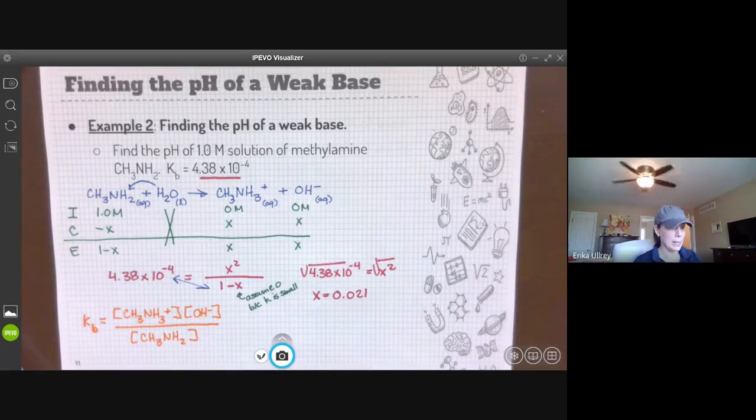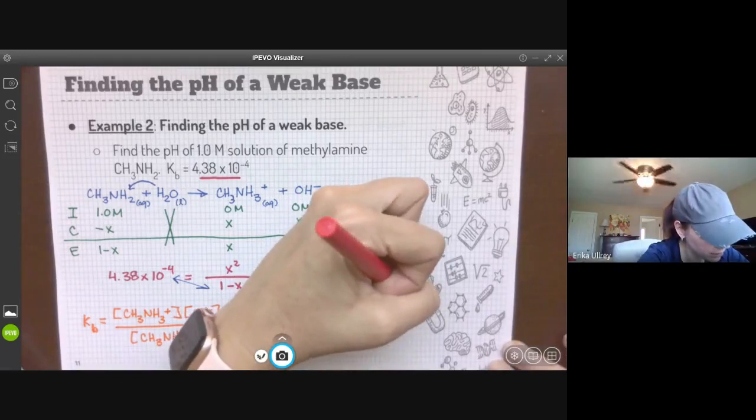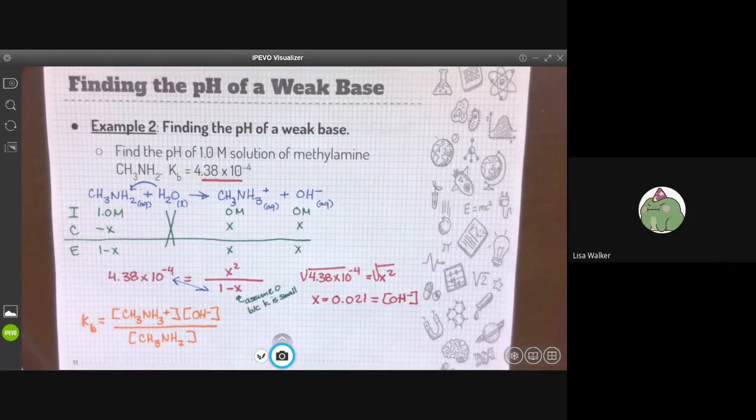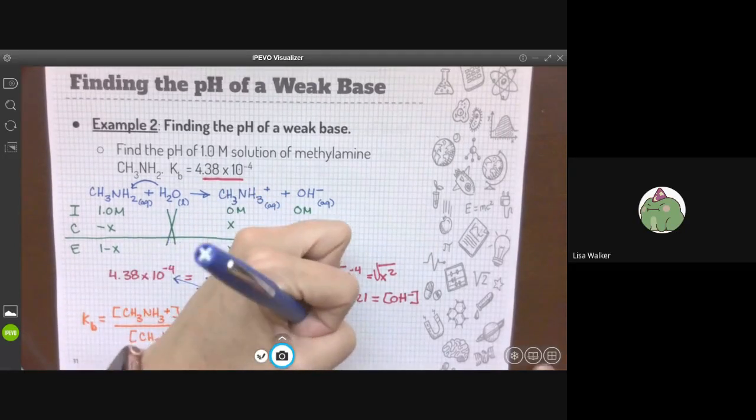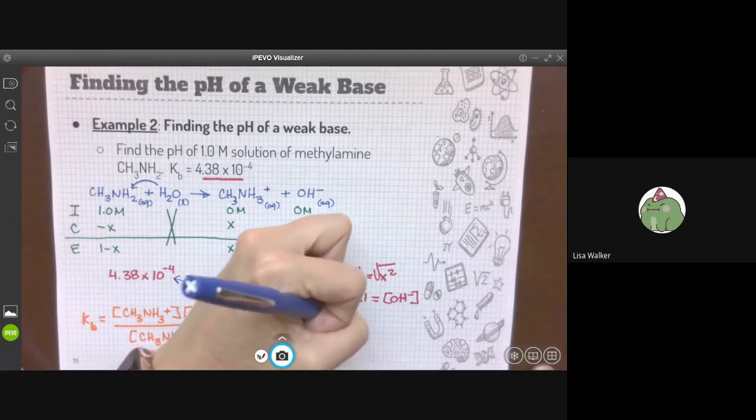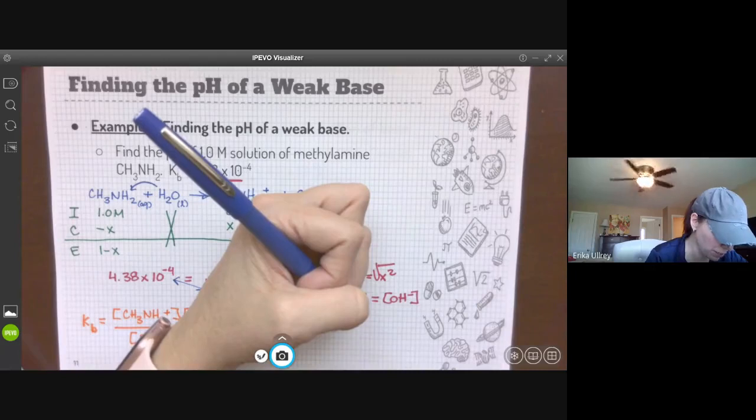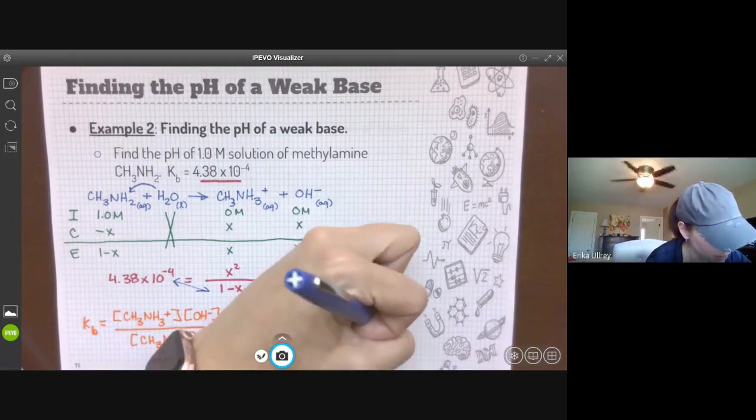What does that represent? X equals the concentration of OH minus. Mm-hmm. So if we want to get the pH, what are our next steps then, Lisa? You're going to take the negative log of 0.021. Okay, and what does that value represent? The negative log of 0.021 equals POH. Yep. And so that's our POH.